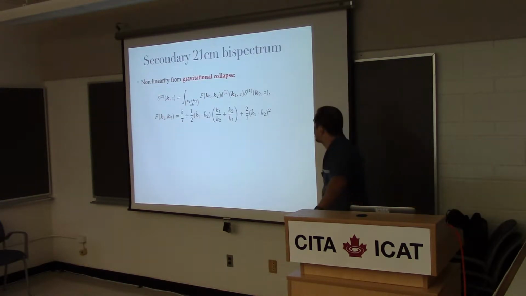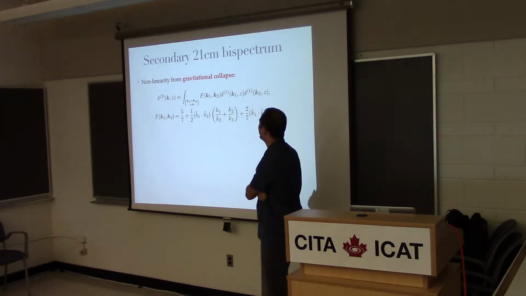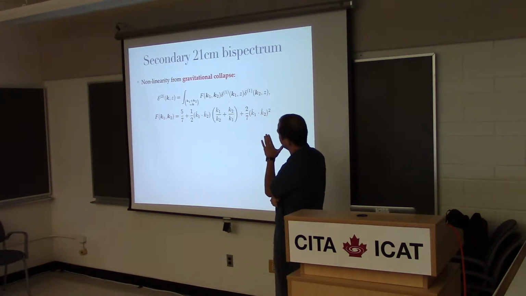Now, what are the secondaries for the bispectrum of 21 centimeters? So of course, you also have this ISW-lensing, and on large scales, there are probably other effects that matter, but I'm going to focus on the small scales.